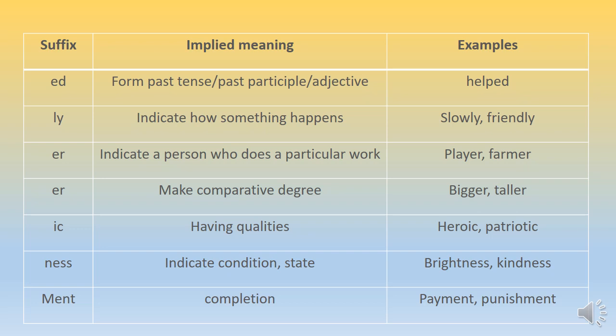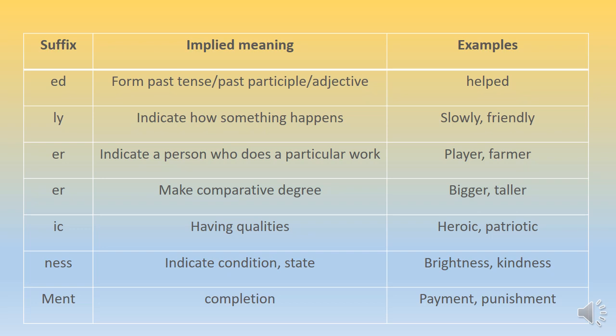Okay girls, it's time for suffix examples. Let's see some common suffixes and their implied meanings to make new words. So the first suffix is ed, and we can form past tense, past participle or adjectives with the help of ed, such as help plus ed, helped. Another suffix is ly, which indicates how something happens. For example, slowly, friendly, etc.